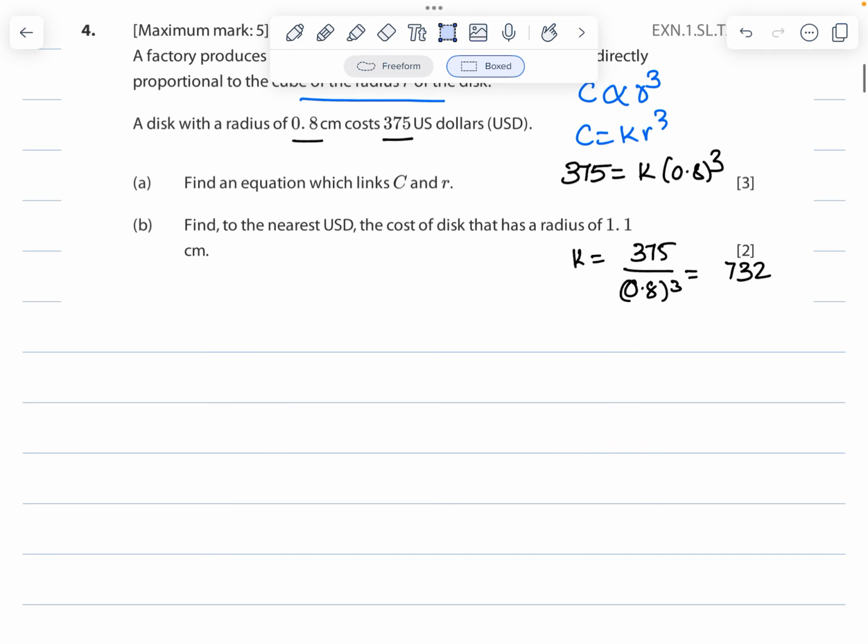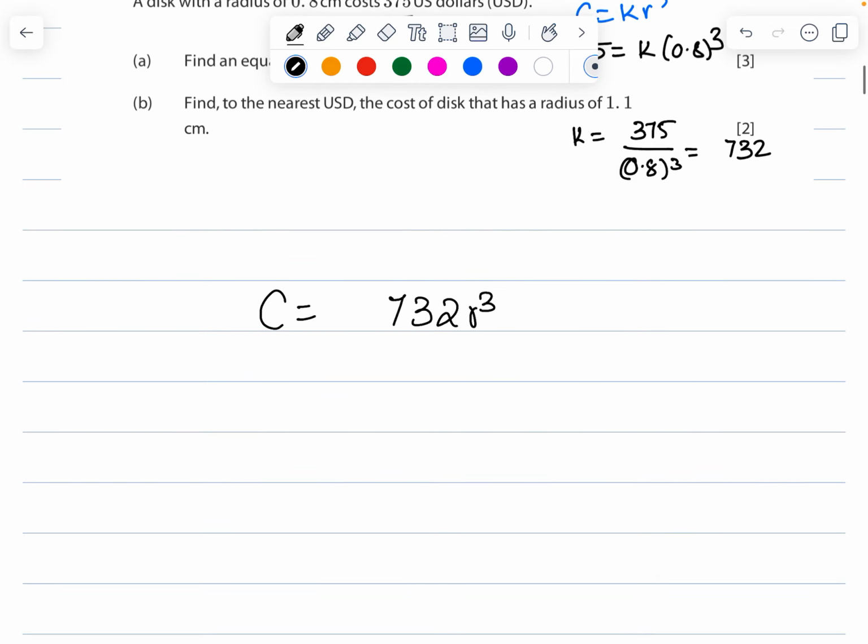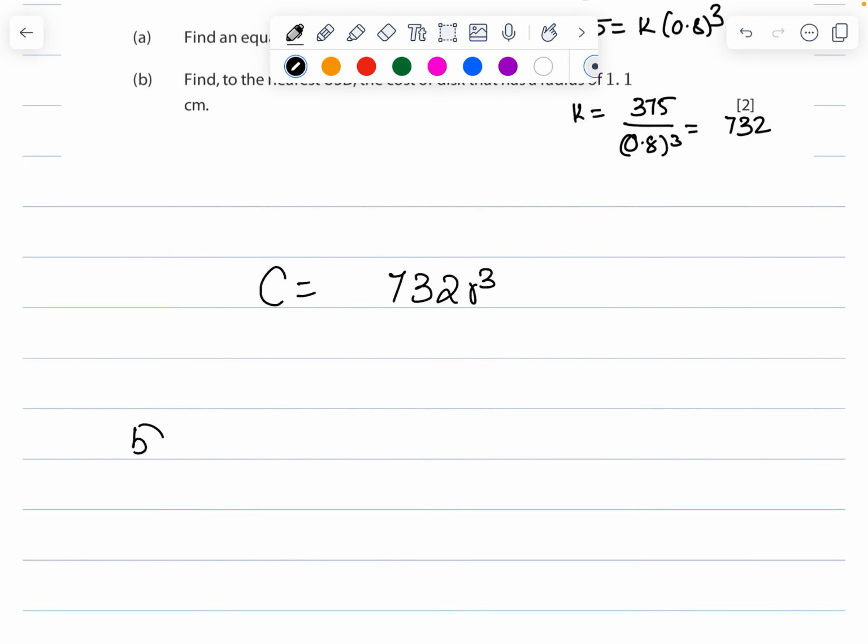Once I got the value of K as 732, what will be the equation? C equals 732 R cubed. That is the equation. Now find, to the nearest US dollar, the cost of the disk that has radius 1.1 centimeters. So C equals, this time whenever you're taking it out, you should take the full calculated display 732.42 and so on, times 1.1 cubed. Don't take the 3 significant figures. You should be getting 975 in 3 significant figures. That's going to be the answer.